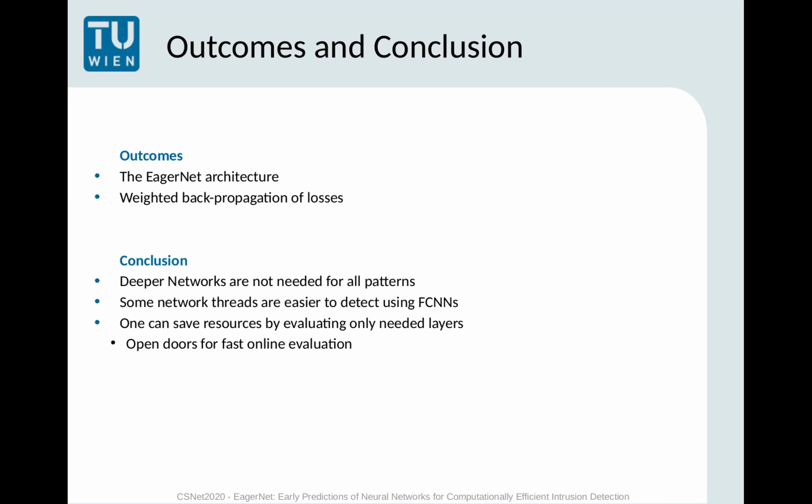We also found out that some network threats are easier to detect using FCNNs. So basically the EagerNet architecture will help us here save resources by evaluating only the layers that are needed. So for example, only 1, 2, or 3 layers instead of 12 layers. And this basically opens doors for fast online evaluation. So if we want to implement our system and we want to get really fast feedback, then we don't have to evaluate all layers and introduce delay in the detection, but just evaluate as much as needed.